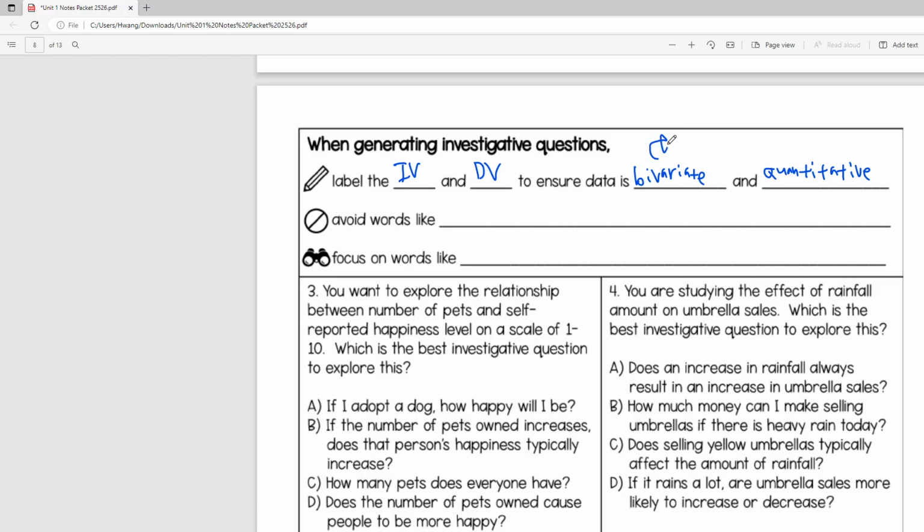Again, bivariate data is two data, and quantitative data is data that can be represented as a number. And to do that, avoid words. Okay, I think I went super fast. Just a minute.